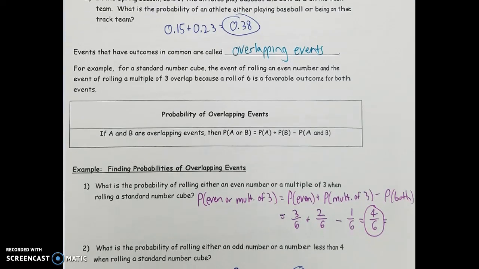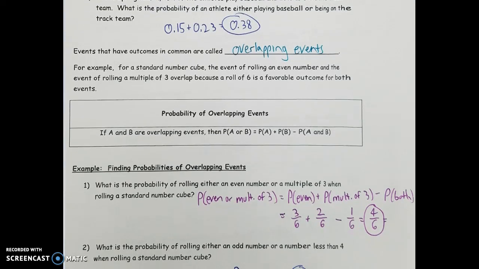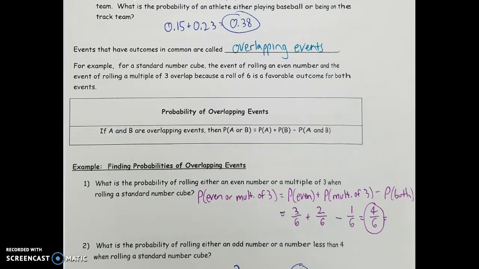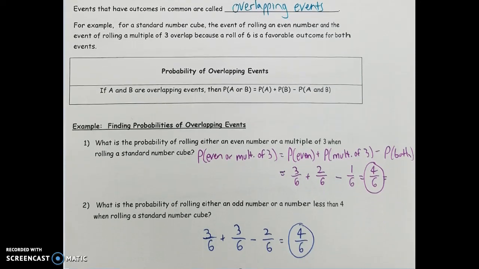So same situation on the last one. I want to find the probability of rolling an odd number or a number less than 4 if I'm rolling that number cube. And again, this should be an example where there's some overlap. An odd number, there should be 3 odd numbers, 1, 3, and 5. So 3 numbers out of 6 I can get as odds.